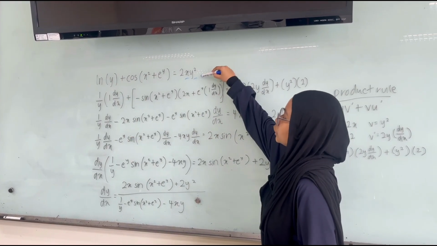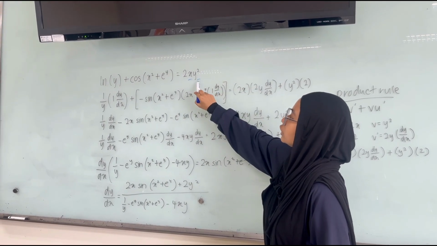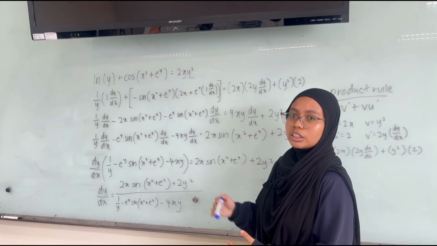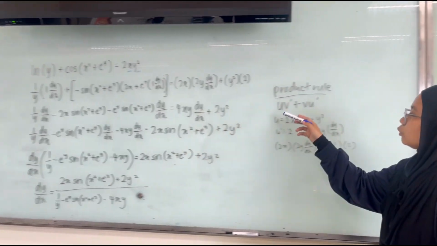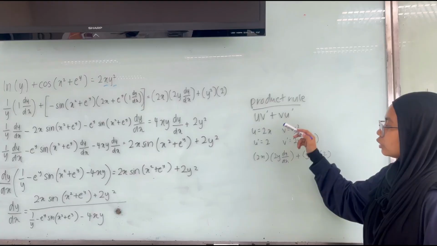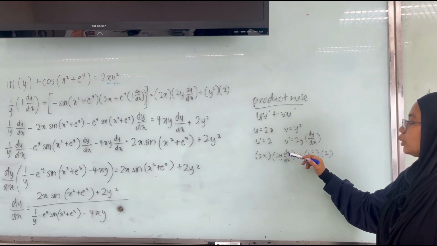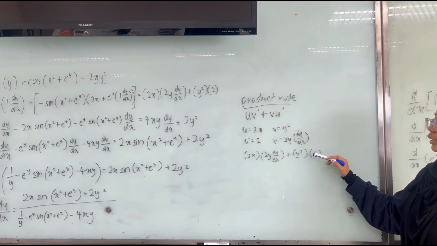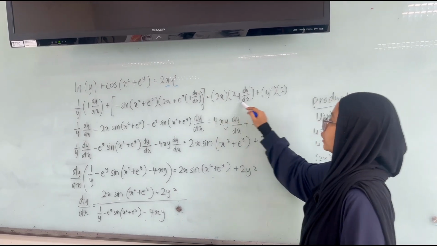Now let's take a look at this equation. We have two functions here, x and y, multiplied by each other. So we have to use the product rule, which is u v prime plus v u prime. We have x squared multiplied by 2y dy over dx plus y squared multiplied by 2x. So we will write here.